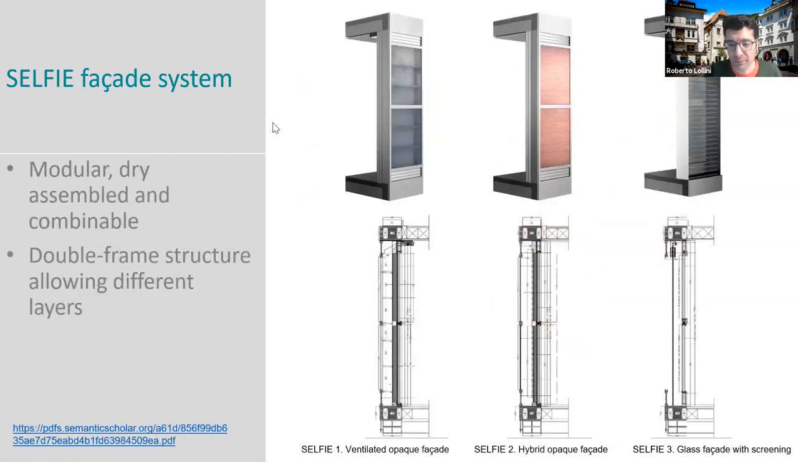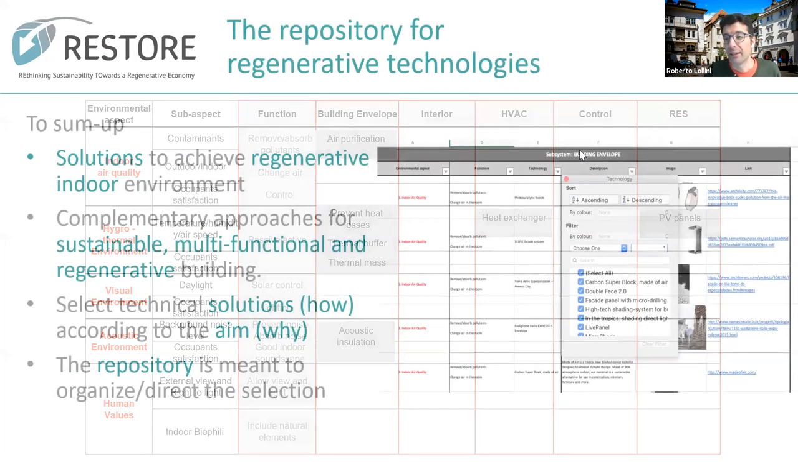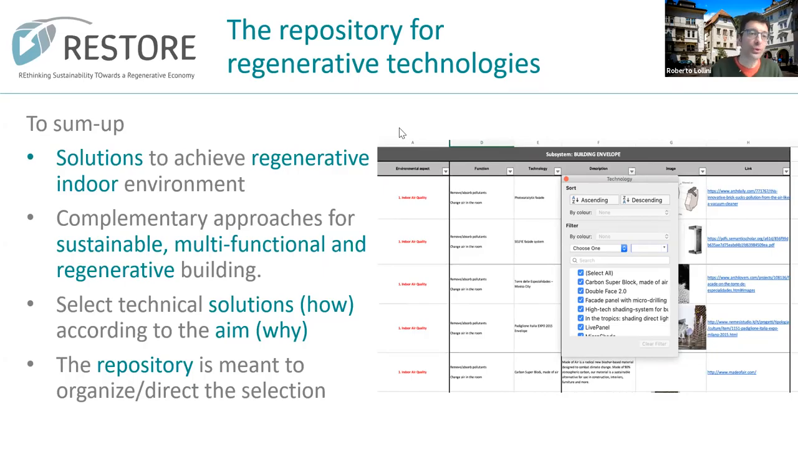And with some pictures, with some technical drawings, and with an evaluation of how these envelope systems can contribute to a regenerative environment. So in this case, it can contribute to indoor air quality, to the hygrothermal environment, to the acoustic environment, as well as including some elements of the HVAC system and some technology enabling the harvesting of renewable sources, for example, the PV panels in this specific case. So you can find the solutions in the repository, and also the different functions this solution can have, and the aim, in order to understand why to use these solutions in different cases.